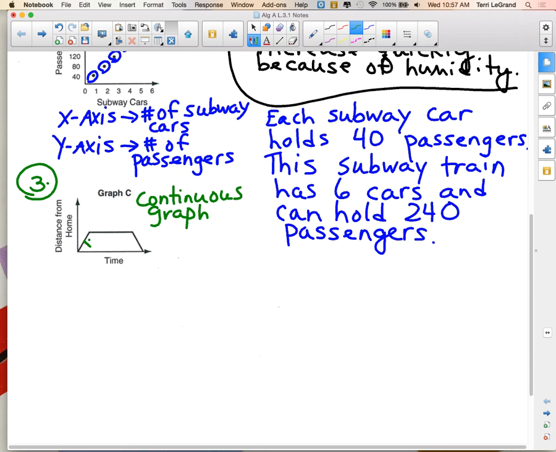Let's talk about this first part. What's going on? It increases steadily. How about this part? Constant. Something's constant. And last but not least, how about the last part? It decreases steadily.